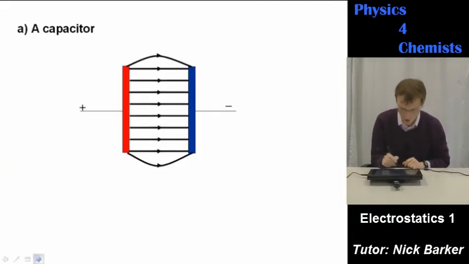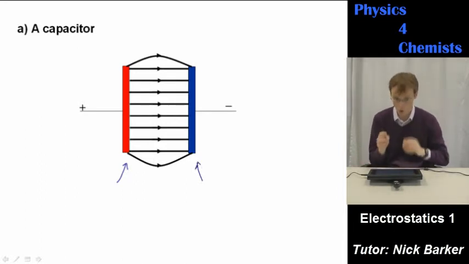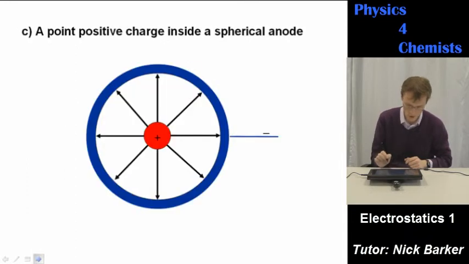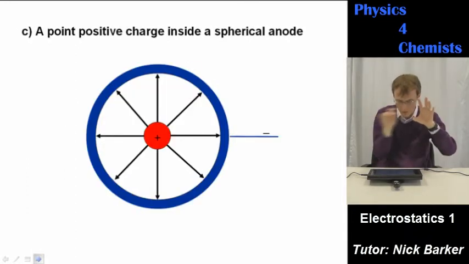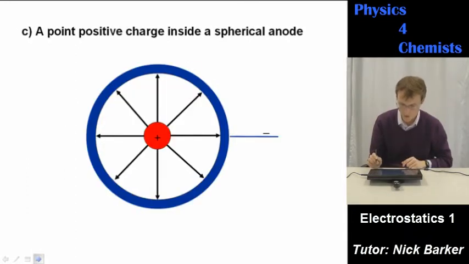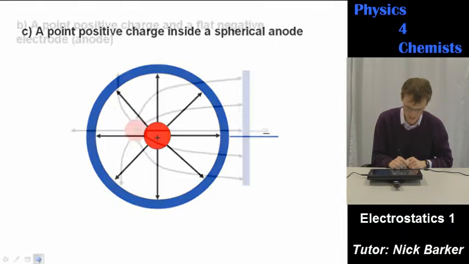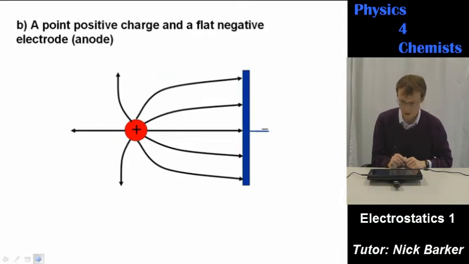A capacitor, two charged plates a certain distance apart. If you've forgotten what a capacitor is, it's a device used for storing charge. Very common electronic component. You see that there's field lines between them. A point positive charge inside a spherical anode, you get this sort of cartwheel effect. It's going from the positive to the negative. And a point positive charge in a flat negative electrode, you get this pattern here.